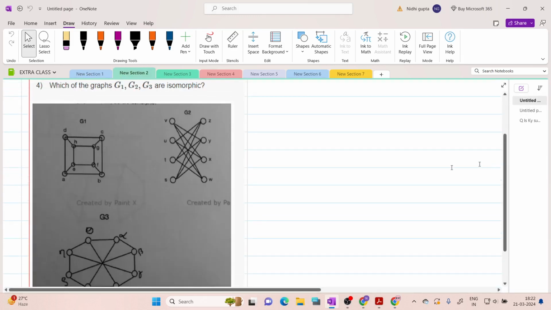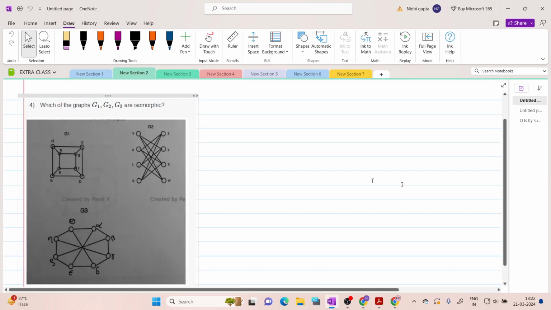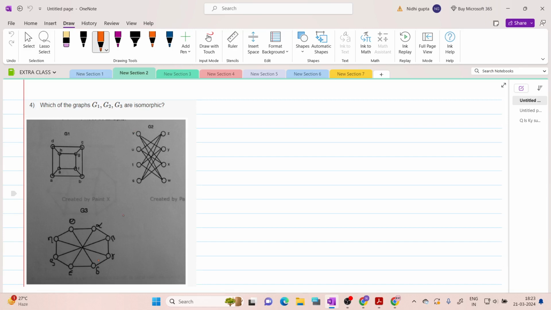Now, so we have three graphs. So now we have to check whether they are isomorphic or not. First of all, if we have to check this, first we find out the degree sequence of all the graphs. And if the degree sequences are coming out to be different, then we say that these graphs are not isomorphic. But if the degree sequences are coming out to be the same, then we have to look for some other reason.